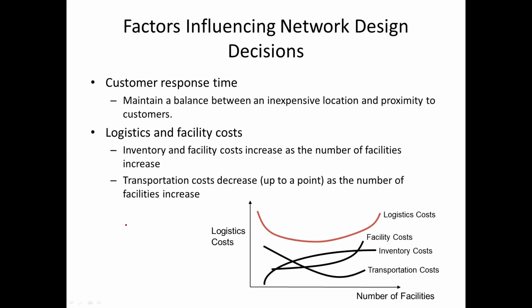Factors that influence network design: you can't ignore customer response time. Transport costs, logistics and warehouse costs are important. Some of you did the logistics module, and you can see the logistics costs are at a minimum, and that depends on the inventory and transport cost. So there is an optimum level between the number of facilities and logistics costs.